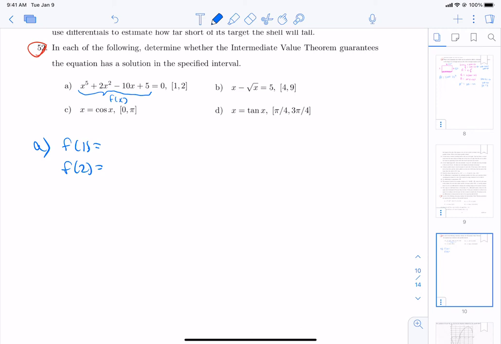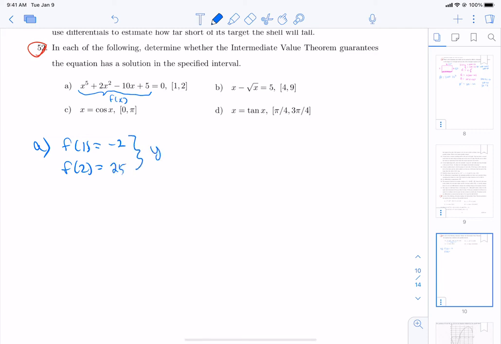If they're both the same sign, no, we don't necessarily know there's a 0 in there. Okay, so let's plug in 1. We get 1 plus 2 minus 10 plus 5, which is negative 2. Let's plug in 2. We get 32 plus 8 minus 20 plus 5, which is positive 25.